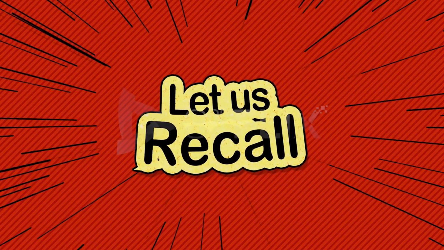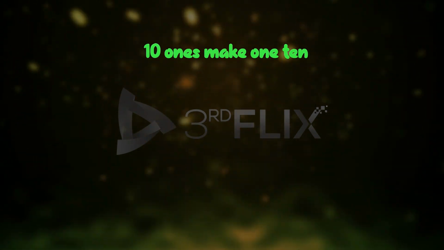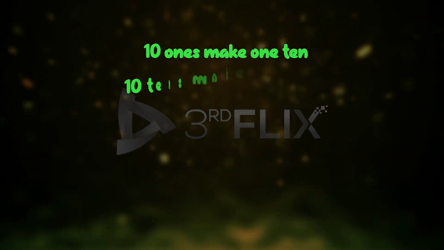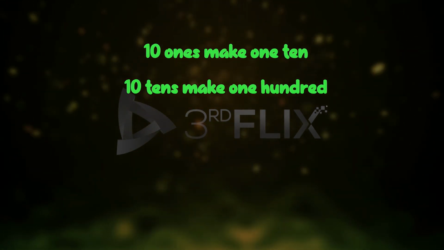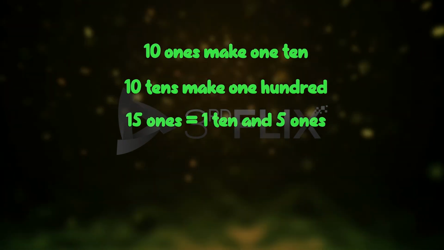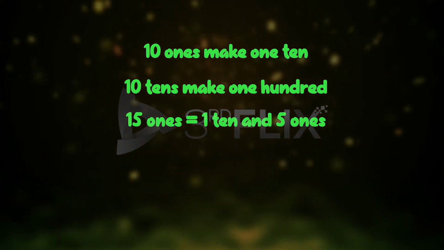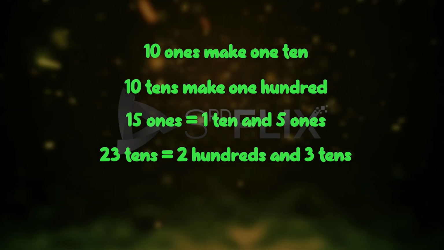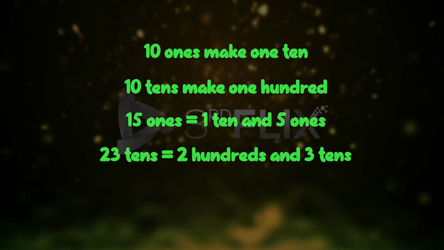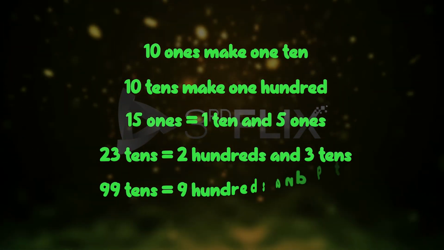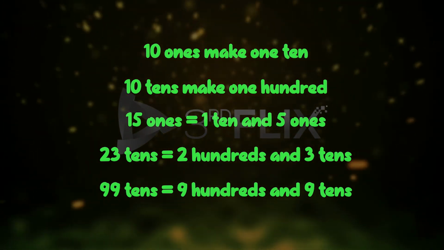Let us recall. 10 ones make 1 ten. 10 tens make 1 hundred. 15 ones is equal to 1 ten and 5 ones. 23 tens is equal to 2 hundreds and 3 tens. 99 tens is equal to 9 hundreds and 9 tens.